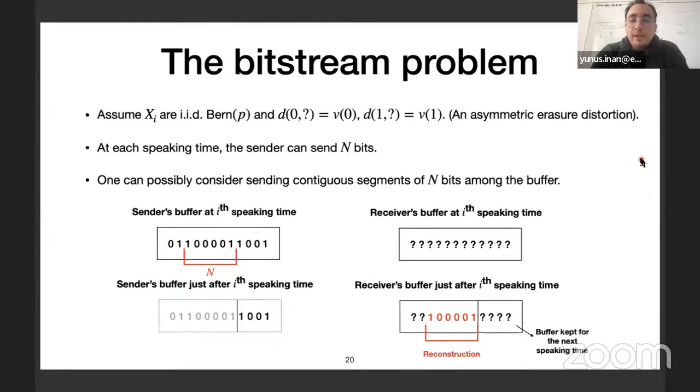And now we can study this extreme problem where we have 1 bit, and we call this the bitstream problem. It's basically something like this. At each time instant, the sender receives a bit. And assume that the bits arrive as IID Bernoulli bits, where they have a cost of not being sent. So this can also be represented by an asymmetric distortion metric. So D of 0 is the cost of a bit 0 not sent, and distortion of 1 is the cost of bit 1 not being sent. All right. And furthermore, now we allow the sender to send n bits at a speaking time, not just 1 bit.